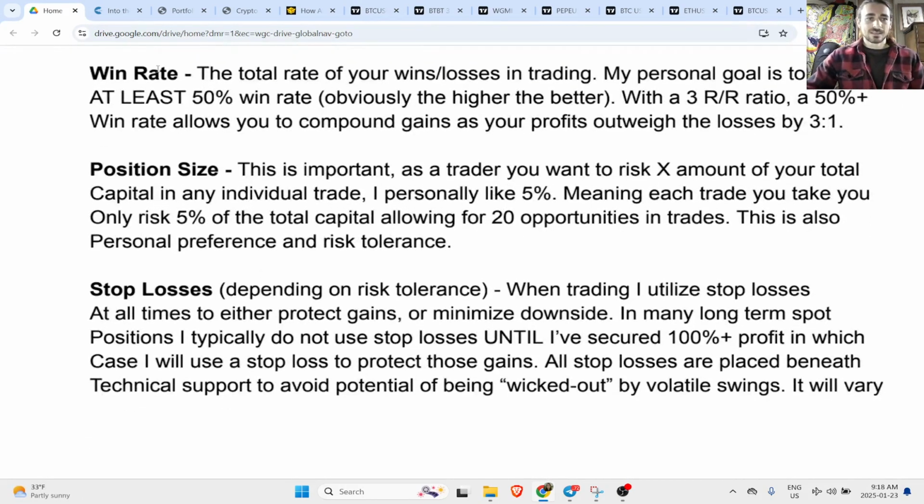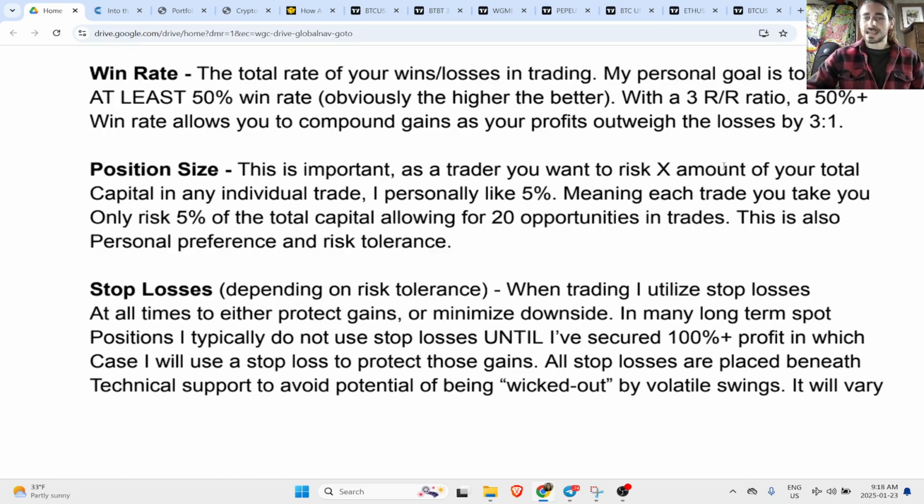Win rate is the total rate of your wins to losses in trading. Ideally you want to strive for about a 50% win rate. Then combining that with our 3 to 1 risk-reward ratio, that 50% win rate is going to allow you to compound gains as your profits outweigh the losses 3 to 1. So even though you're only winning half of your trades, your wins are outperforming your losses by 3 to 1, so you're still making money in the long run. So just keep track of your trades. Again, if your win rate really starts to drop, take a step back and see what went wrong with those trades.